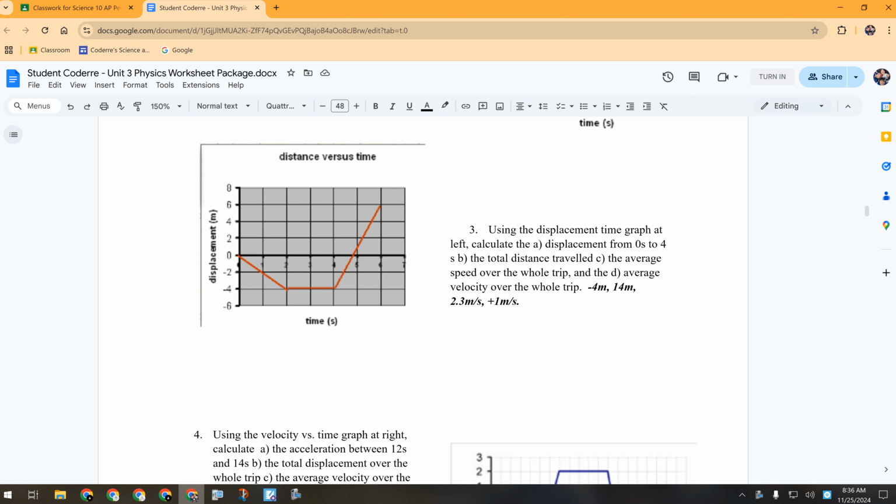Okay, so I would like you to calculate the displacement from 0 to 4 seconds, the total distance traveled, average speed, and average velocity over the whole trip. Answers are in bold. Okay, you can check if you did it right, and then we'll go through the whole thing here in a minute. But we just want to review position versus time graphs from last week before we move on to velocity versus time graphs. Okay.